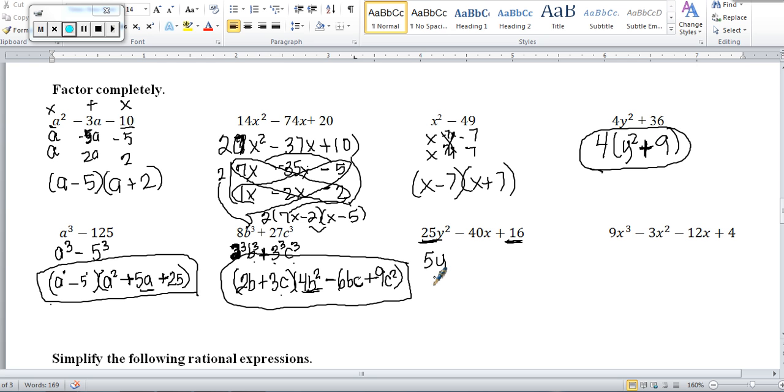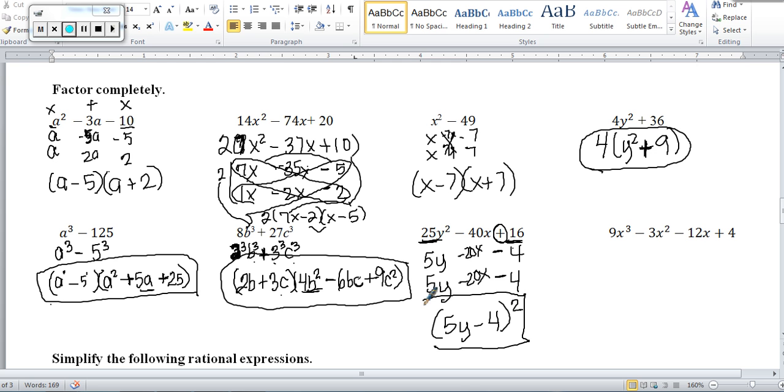We're going to try 5y and 5y, and we're going to try 4 and 4. Now this is a negative, and this is a positive, this is a negative, which means these must be negative. Negative times negative is positive. Now we're going to multiply those, that gives us negative 20x. Multiply those, negative 20x, and that gives us negative 40x. So our answer is a perfect square trinomial, which is going to factor down to a quantity squared. And there's your answer there.